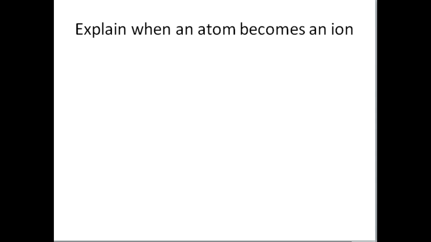All right, next slide. On this one, explain when an atom becomes an ion. So an ion is an atom with a charge that has gotten a charge by, it has either gained or lost electrons, an electron or more than one electron. So once it has a charge, it is considered an ion.